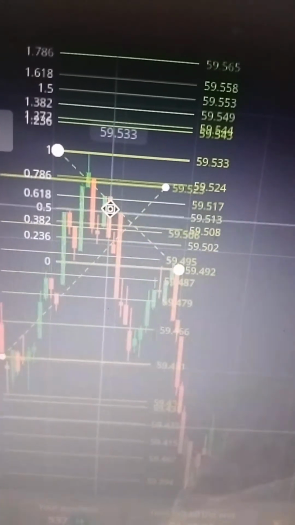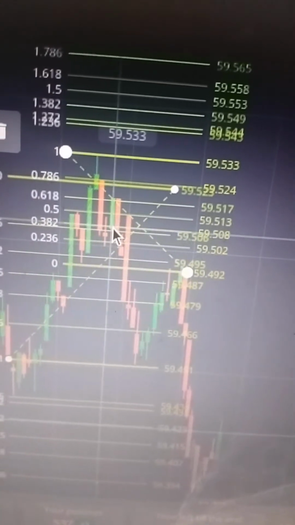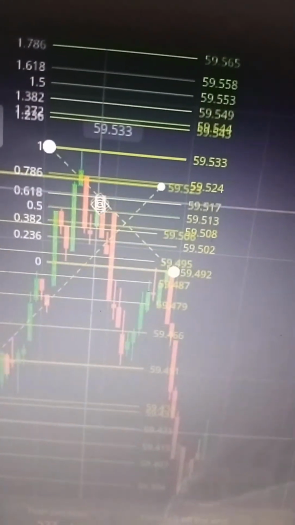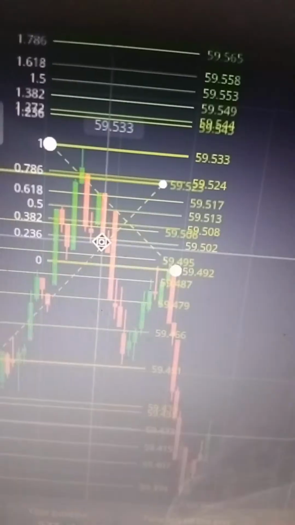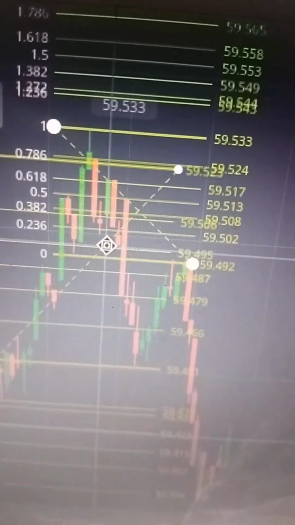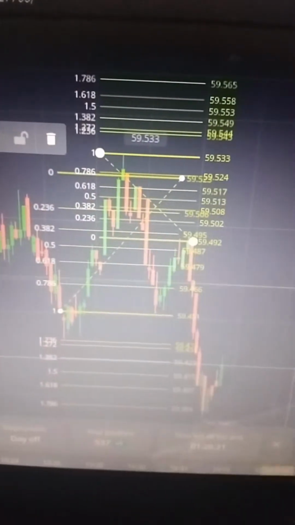And just disrespect this. Disrespect this. Then we moved up a little bit. Then we completely collapsed and visited this area again. So what happened here?